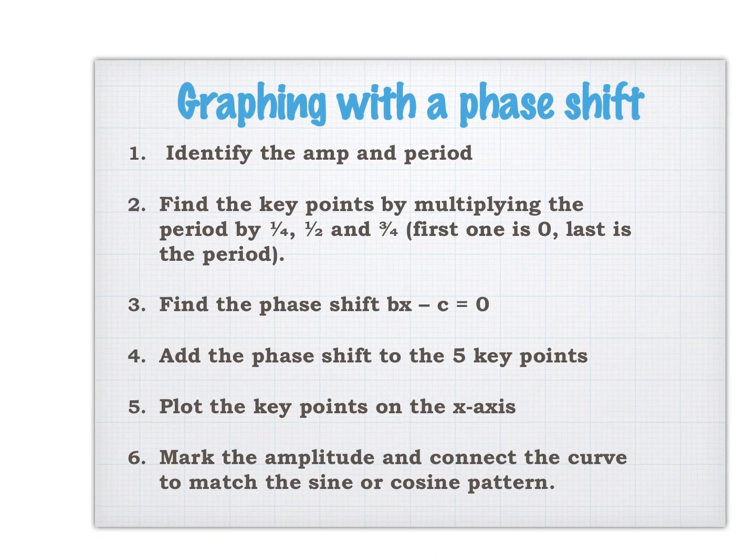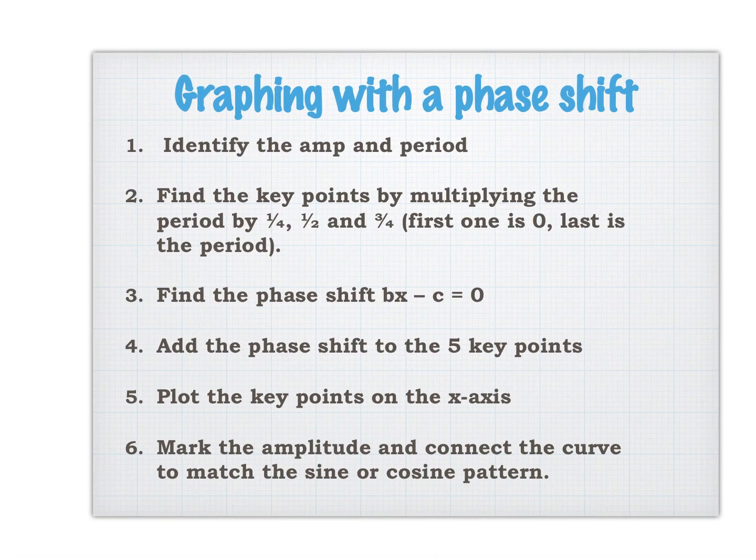So here are the directions for graphing with a phase shift or a horizontal shift. Basically, you're first going to look at the problem and identify your amplitude and your period. Then you're going to multiply the period by 1/4, 1/2, and 3/4 to mark your points, and the first one is 0, right? The last one is the period, and those are the in-betweens. That's what we've been doing all along. And you're going to identify those markers, okay? Those are the points where your basic sine graph or cosine graph are going to evolve.